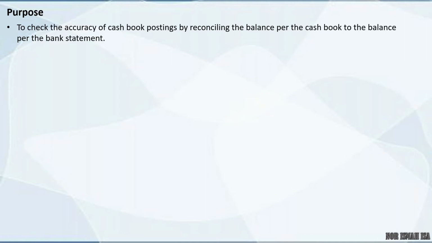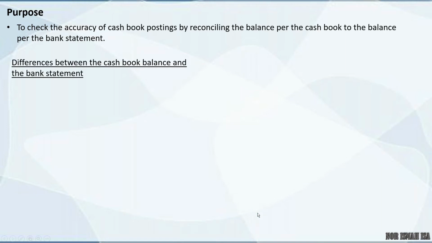The purpose of balance reconciliation is to check the accuracy of the cash book posting by reconciling the balance per cash book to the balance per bank statement. By comparing the balance per cash book to the balance per bank statement, we can check whether any cash book posting is missing, or we can check its accuracy.